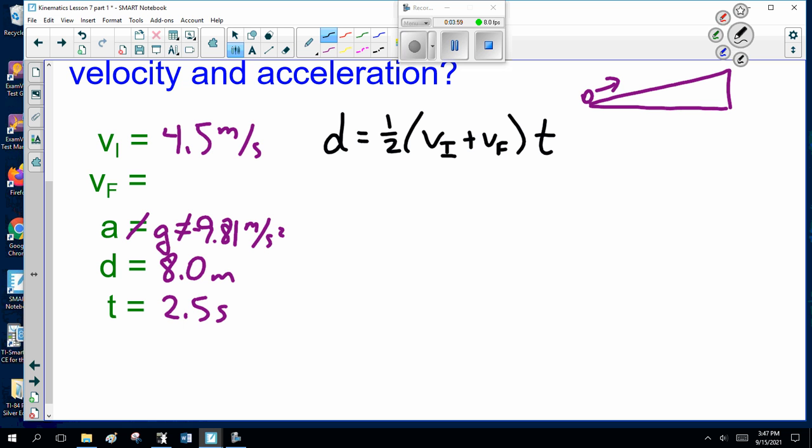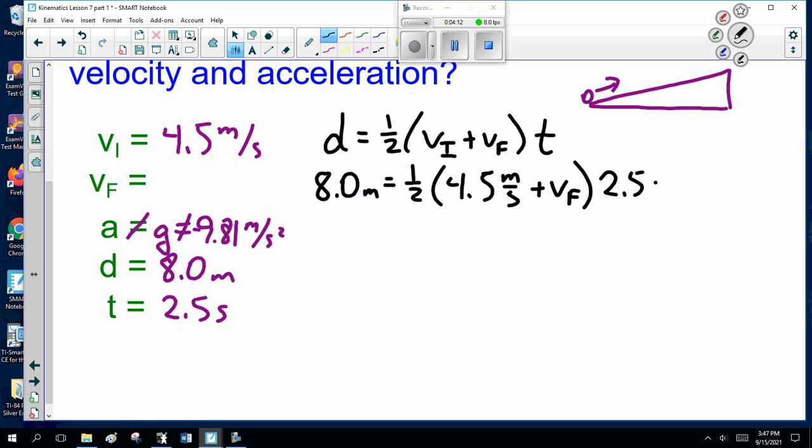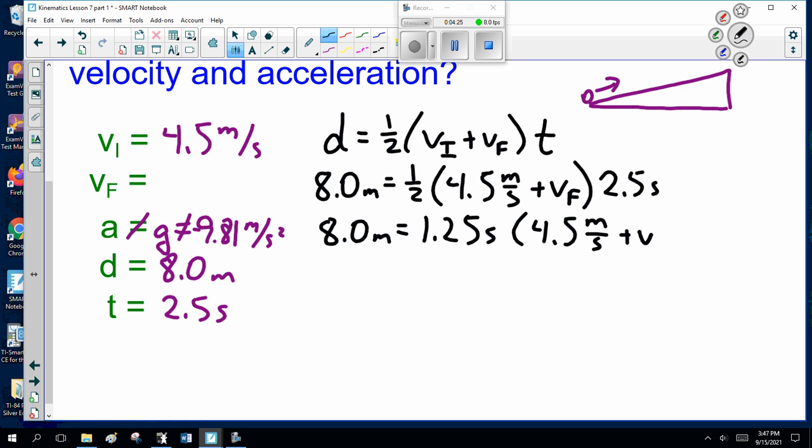Okay, so plugging the numbers in here. 8.0 meters equals 1/2 4.5 meters per second plus V final times 2.5 seconds. Now, the way I was taught to do this was to multiply the half by the 2.5 to be 1.25 seconds times 4.5 meters per second plus V final. Now, can you multiply it all out? Yes. I just think this is the easier way. Now, the reason I do that is I can divide both sides by 1.25 seconds.